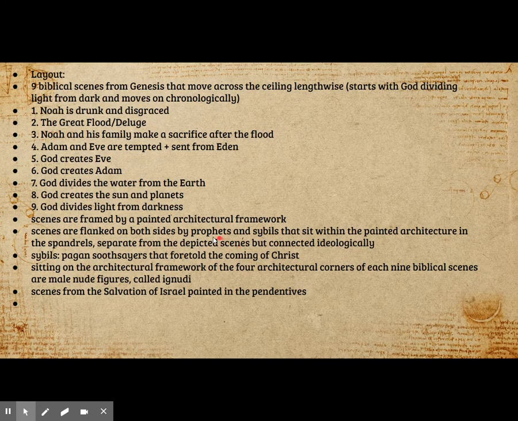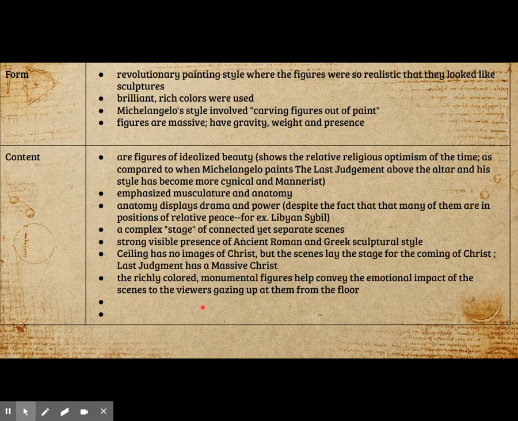Okay, so here's the layout of the Sistine Chapel.